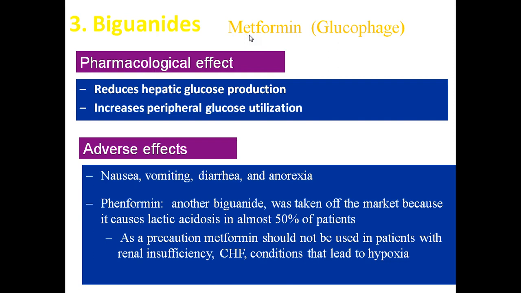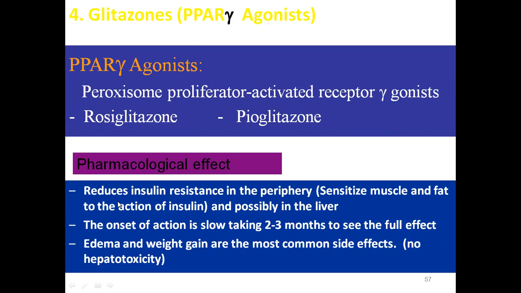So it is stopped usually for 6 weeks after the myocardial infarction to prevent the incidence of lactic acidosis. Glitazones or thiazolidinediones, these are PPAR gamma agonists. This is peroxisome proliferator-activated receptor gamma agonist. Rosiglitazone and pioglitazone, very effective.